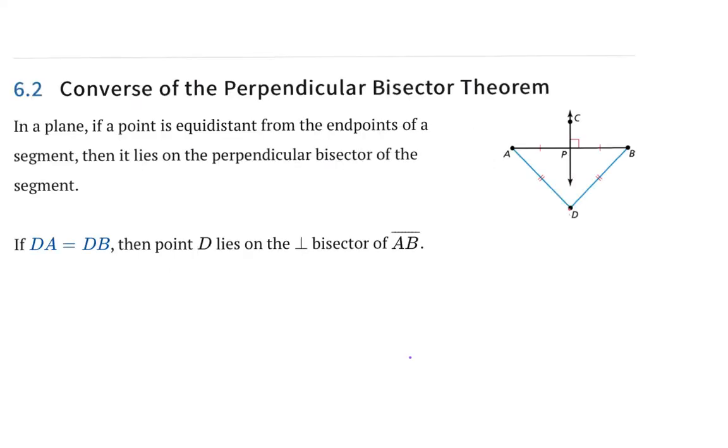And it turns out the converse of that perpendicular bisector theorem is also true: in the plane, if a point is equidistant from the endpoints of a segment, so if, for example, point D is equidistant from A and from B, that's marked by those two lines there, then it lies on the perpendicular bisector of the segment. So CD then must be the perpendicular bisector of segment AB. There's a lot of these little theorems in this unit. Doesn't tell us a whole lot, but the converse also happens to be true.